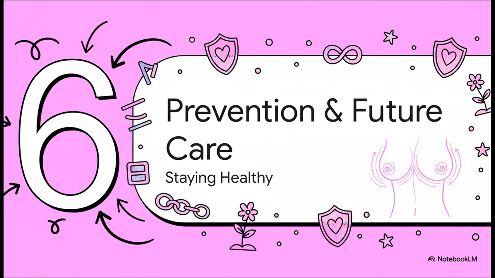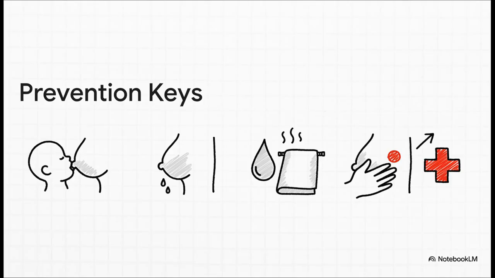Let's focus on prevention. Prevention really comes down to good breastfeeding management. Make sure your baby has a deep, effective latch. Always try to empty one breast completely before switching to the other. Keep your breasts clean and dry. And most importantly, if you feel those first signs of mastitis, like a hard spot or redness, get help right away. Early treatment is the best prevention.